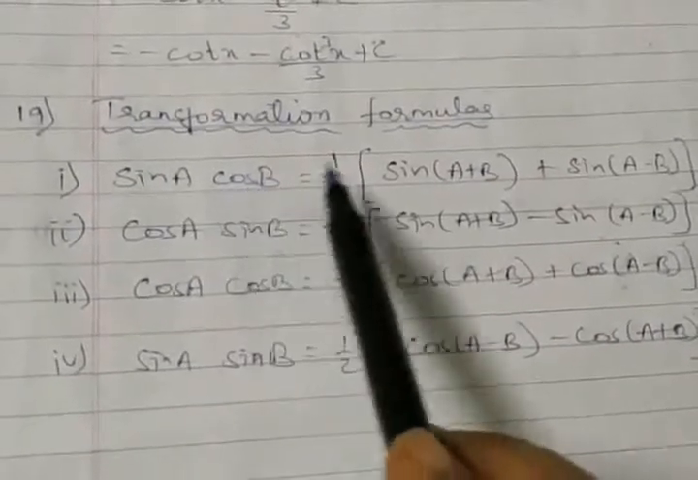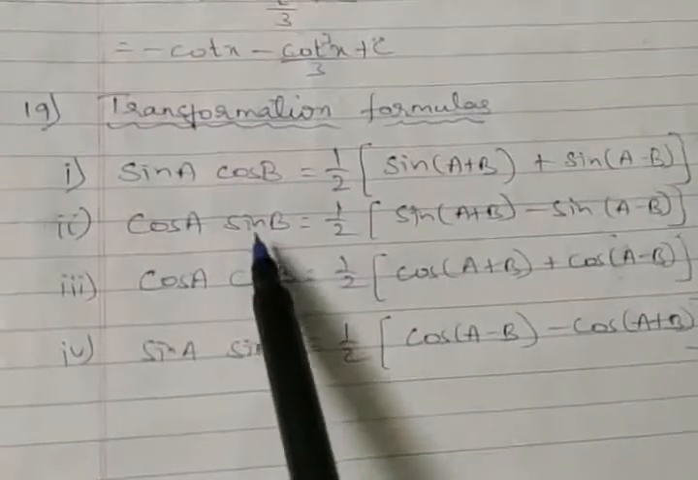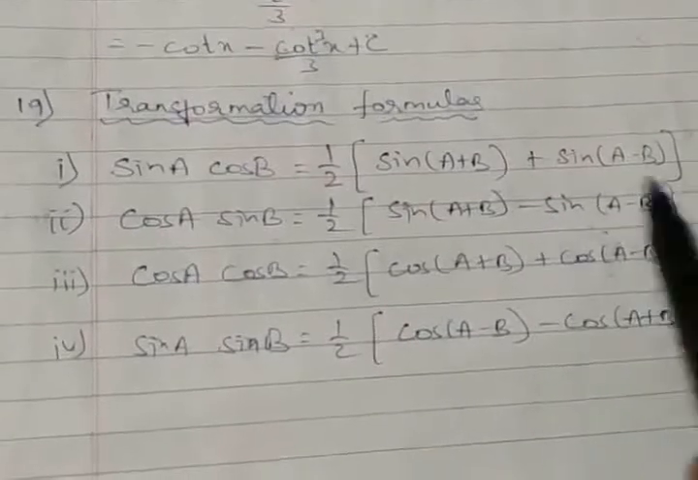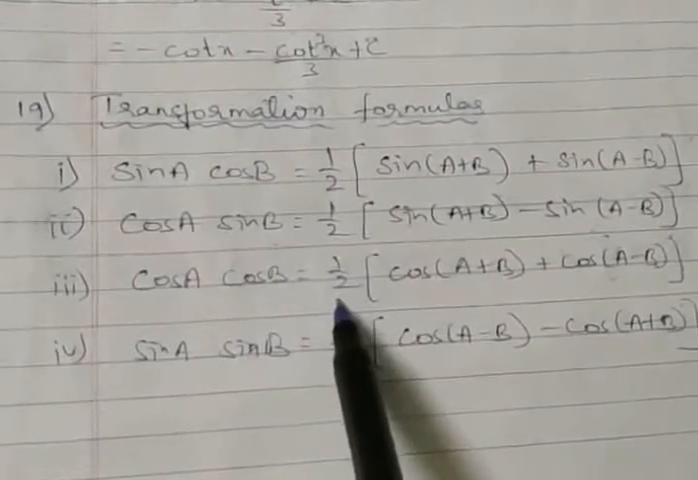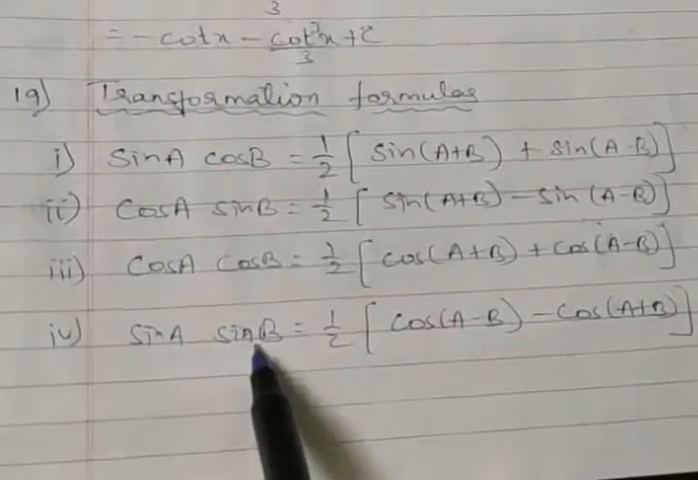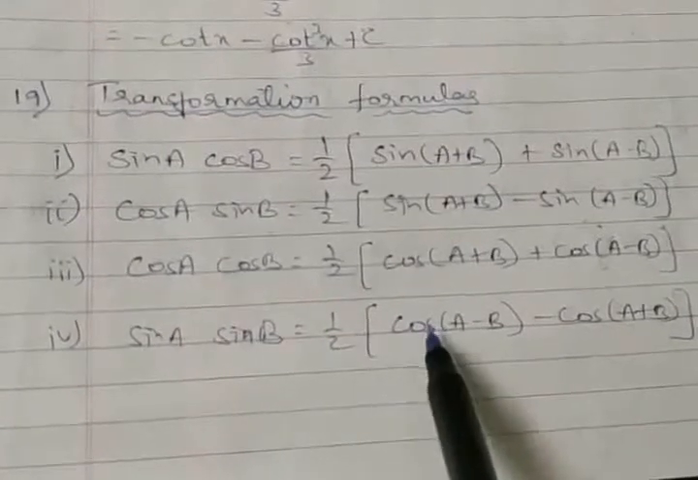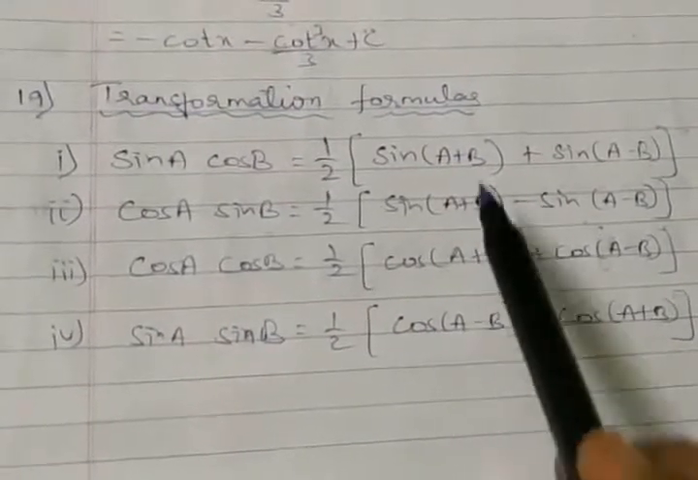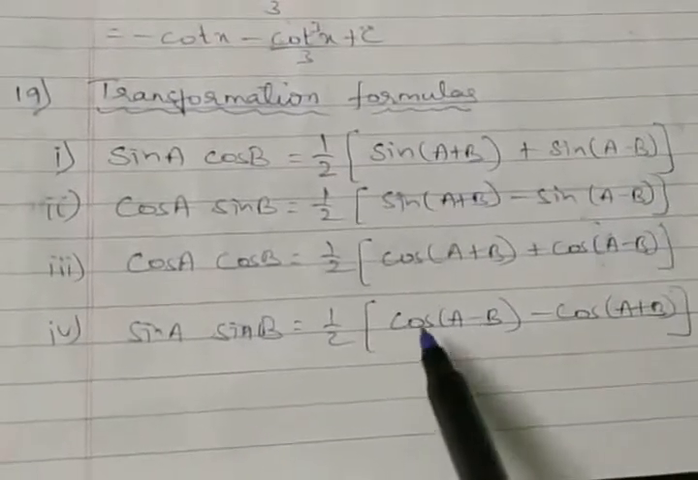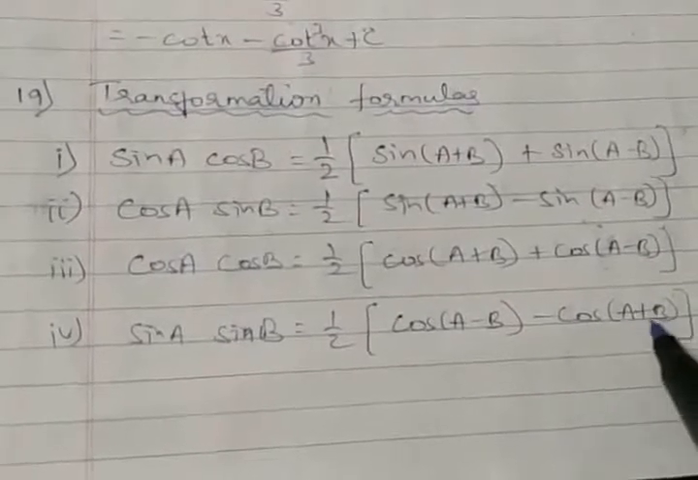Sin A cos B is half sin A plus B plus sin A minus B. Cos A sin B is equal to half sin A plus B minus sin A minus B. Cos A cos B is 1 by 2 cos A plus B plus cos A minus B. Sin A sin B, be careful, warning bell. Half, but here cos A minus B, A plus B there, followed by A minus B. So here I should say cos A minus B minus cos A plus B.